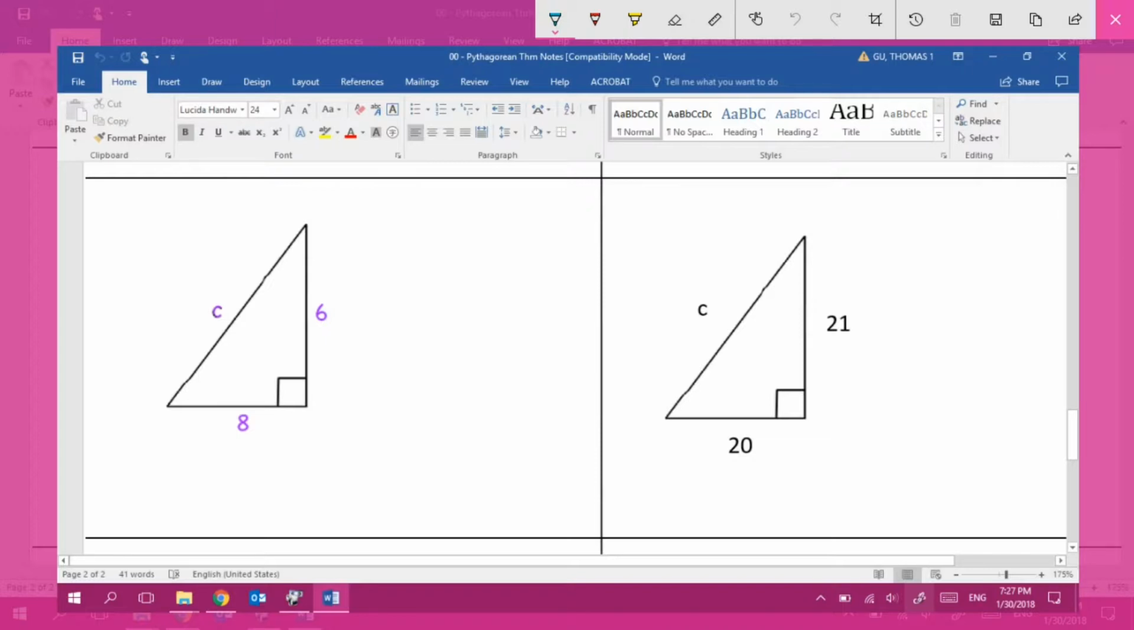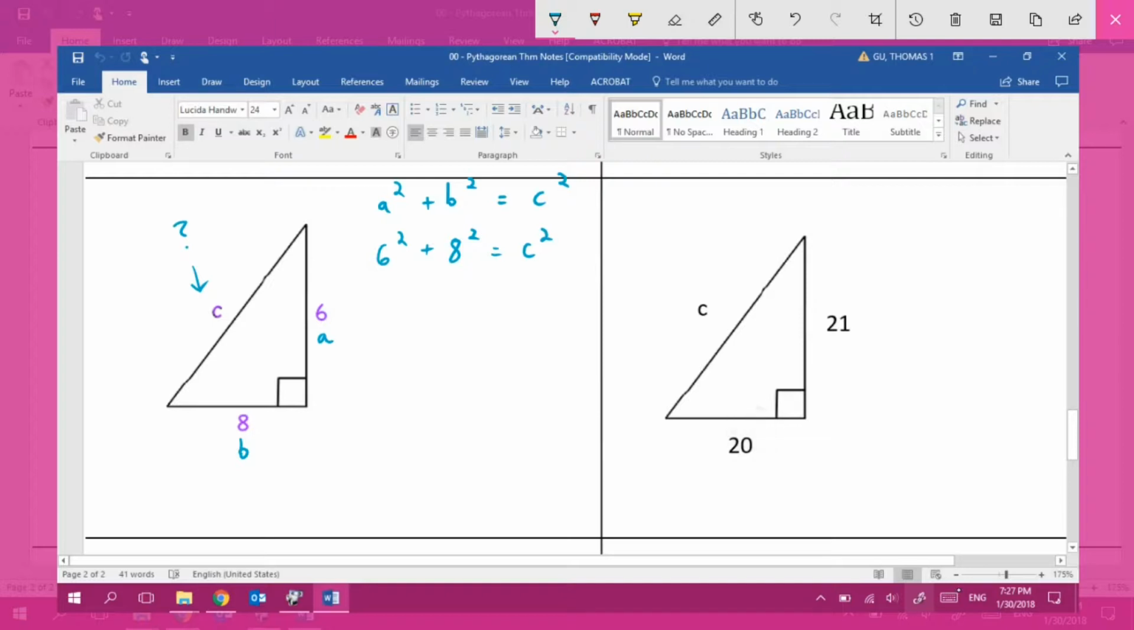I need to find the length of C, but I don't know what it is, so that's why I'm trying to find it. So you're going to use the Pythagorean theorem: A squared plus B squared equals C squared. Now we're just going to fill in the blanks. It doesn't matter which side we pick as A. I'm just going to say this side over here is A, and this side over here is B. Now I'm just going to plug it in. So we've got 6 squared plus 8 squared equals C squared, because we don't know what C is yet.